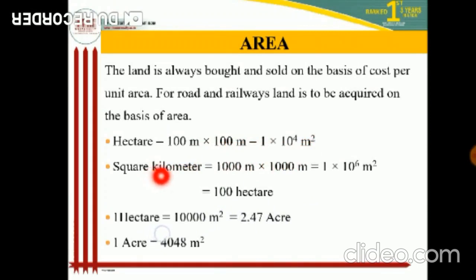1 square kilometer. 1 kilometer is equal to 1000 meter, and square kilometer means 1000 meter multiplied by 1000 meter. So it is equal to 10 lakh square meter or 10 to the power 6 square meter. So 1 square kilometer area is equal to 100 hectare, and 1 hectare is equal to 2.47 acre of land, and 1 acre of land is equal to 4048 meter square.